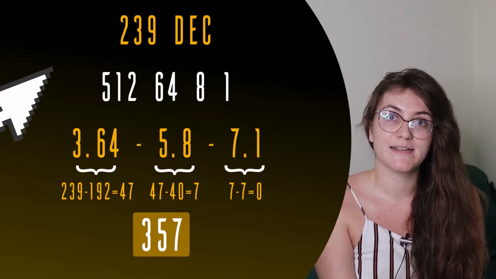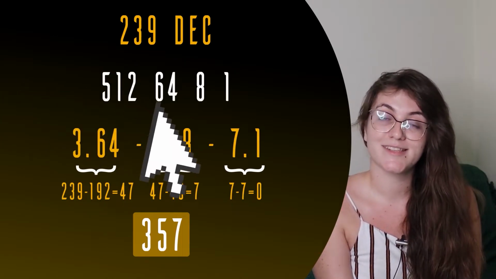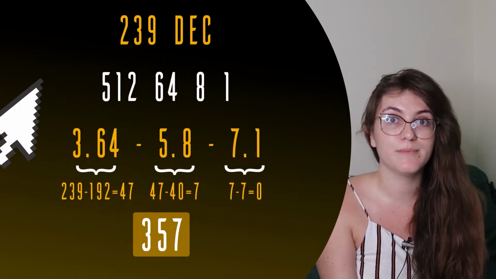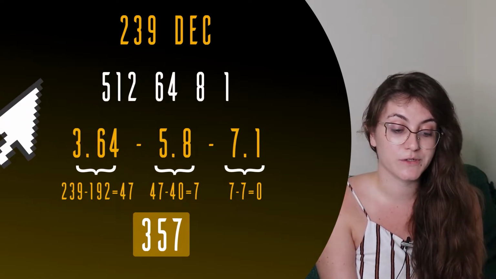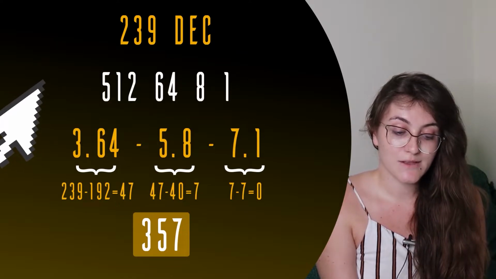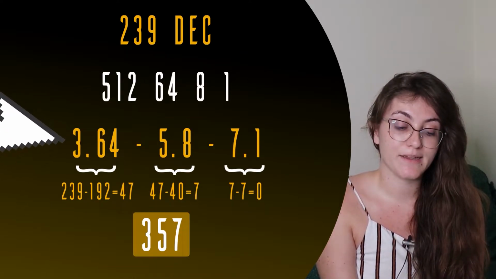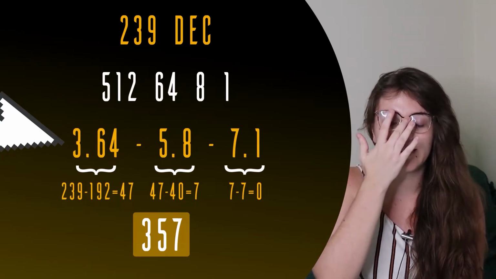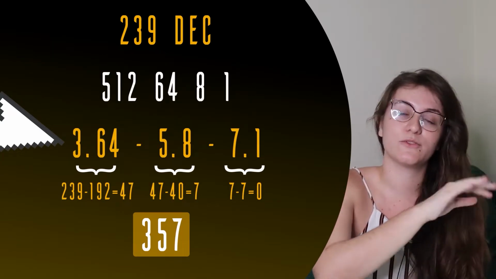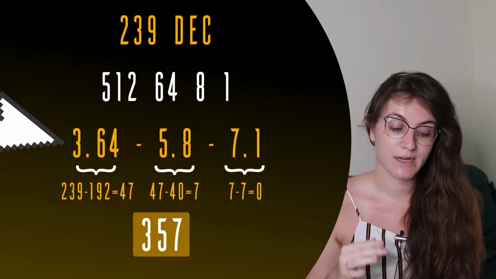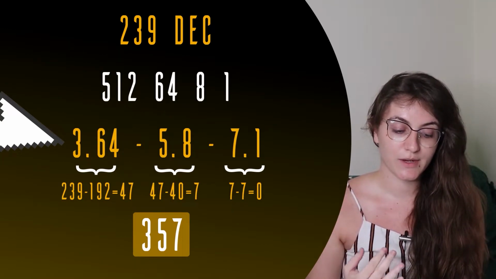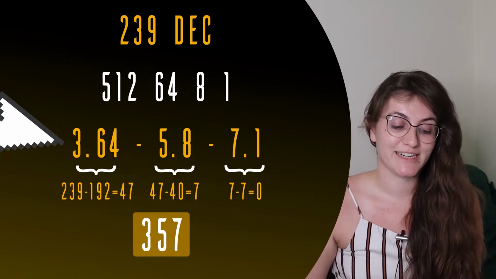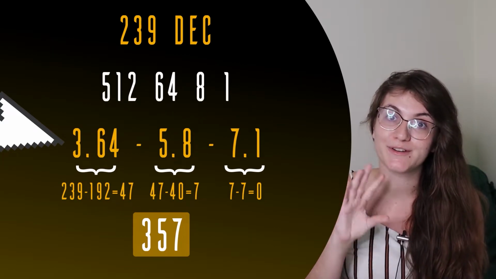We're gonna get the largest number that is still smaller than the decimal. So the largest number is 64 because it's still smaller than 239. Then we're gonna multiply 64 by 3 because this is the maximum number that we can have that 239 contains. So in this case, we're going to have 3 times 64. So 3 will be the first octal digit for our conversion.